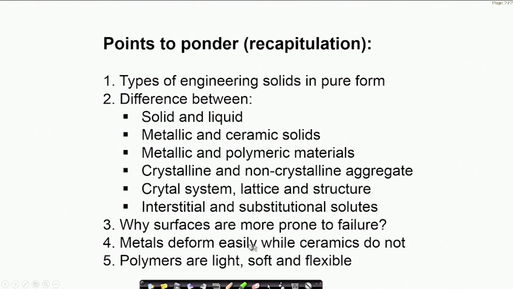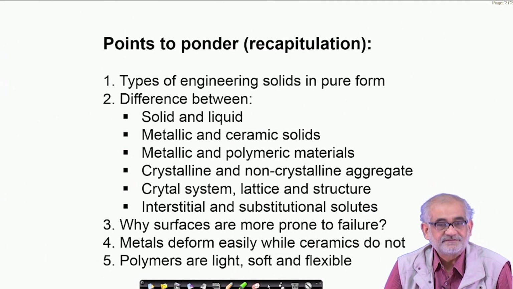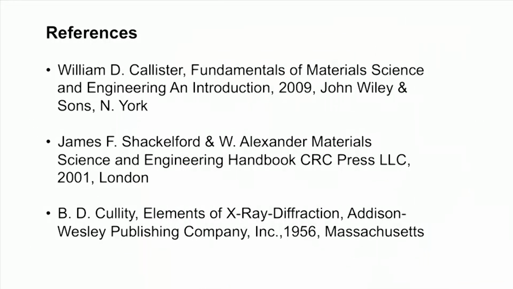The bonding characteristics will also allow you to understand why metals deform easily, but ceramics do not. It will also allow you to understand why polymers are usually light, soft, and fairly flexible compared to the rigid metals and ceramic solids. So with this, we end the first lecture of this series on surface engineering, and I must again clarify that there was hardly any mention of surfaces because we are only talking about pure solids and the structure of solids. Thank you very much.